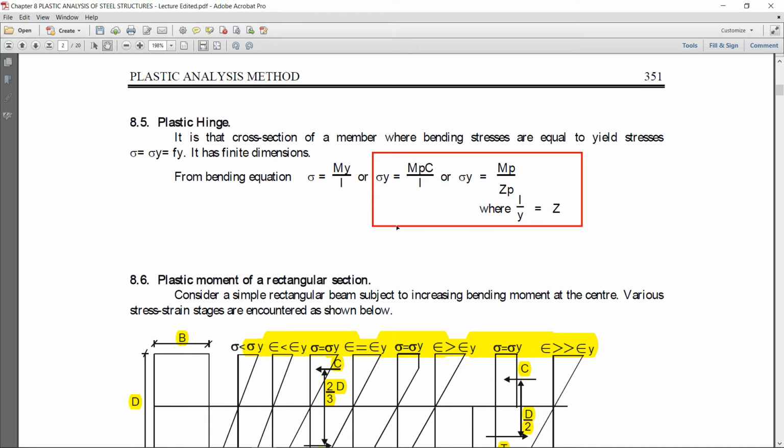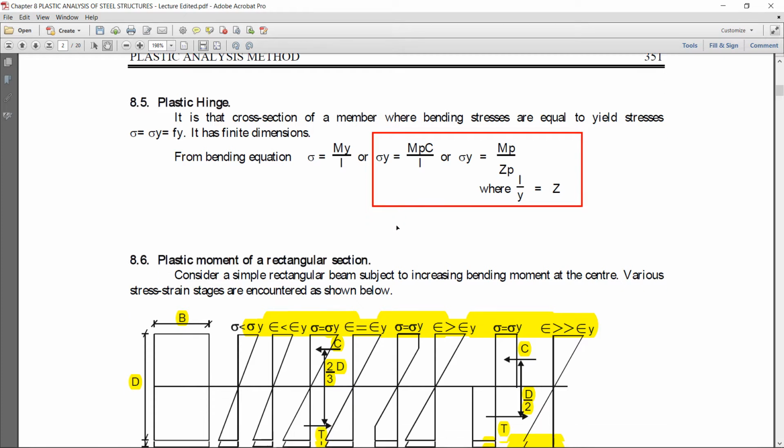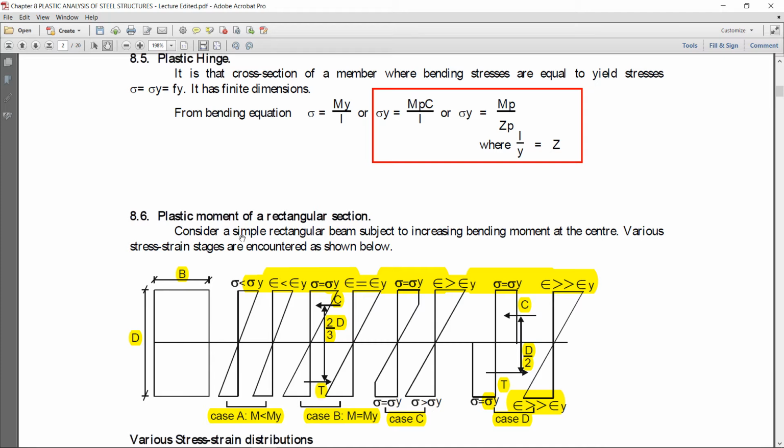Now the history of loading in the rectangular section. Consider a simple rectangular beam subject to increasing bending moment at the center. Various stress-strain stages are encountered as shown. Four cases are shown: case A, case B, case C, case D. Case A is when the moment in the beam is less than yield. Here is the stress-strain profile when the stress in the beam is less than yield.